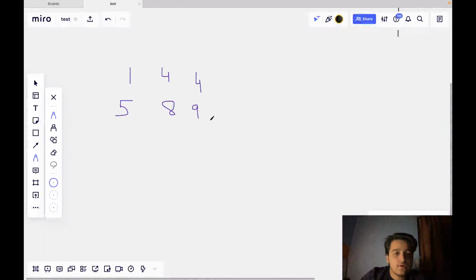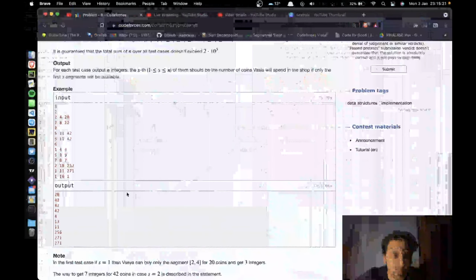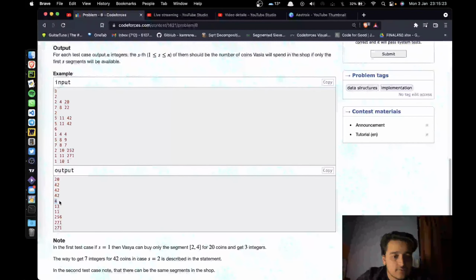So from 1 to 4, how much will I have to pay if I want to buy this segment? And how many integers will I get? In this first segment, I will get all the integers from 1 to 4, right? And how many coins do I have to pay? I have to pay 4 coins, okay? So yeah, the first case is pretty clear.